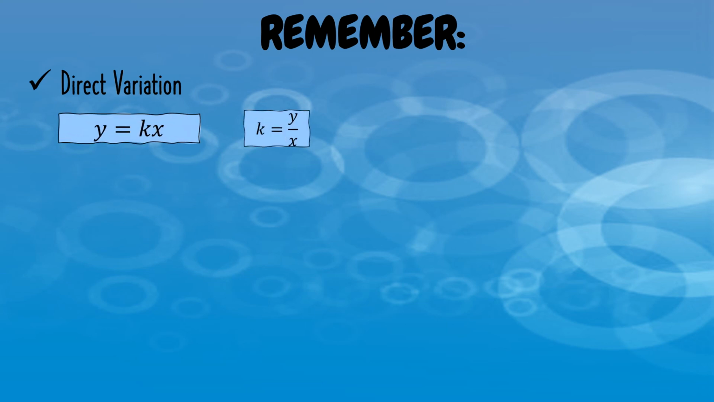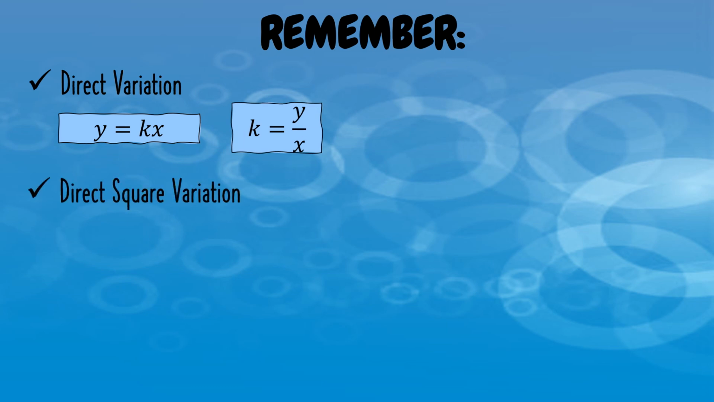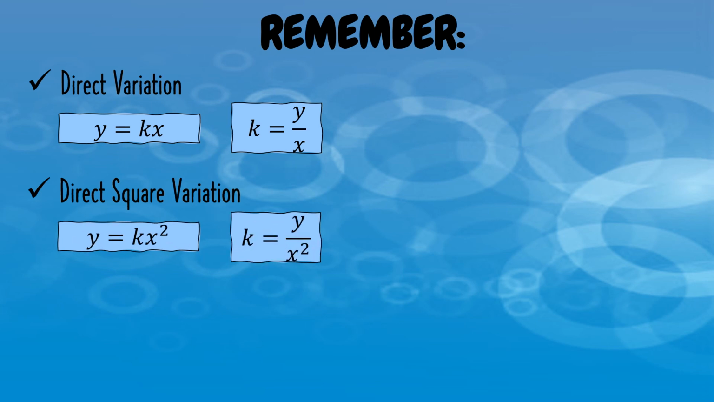So let us now summarize the lesson about the variation. First is the direct variation. For us to get or to use the direct variation, we have the formulas y equals kx and k equals y over x. Para naman sa direct square variation, we have the formulas y equals kx squared and k equals y over x squared. Kung mapapansin nyo, halos tulad lang yung direct at direct square. Ang pinagkaiba lang, may exponent na 2 ang variable x.